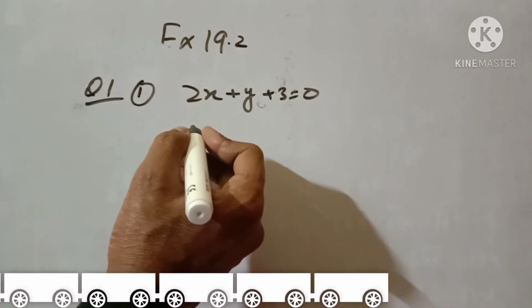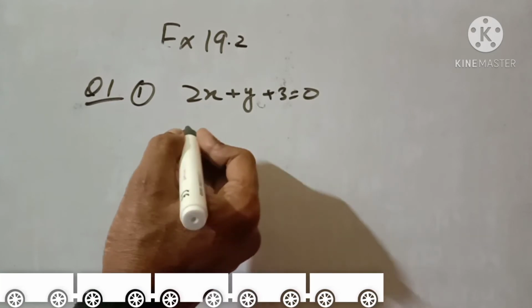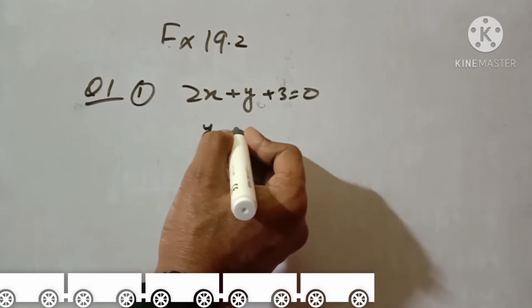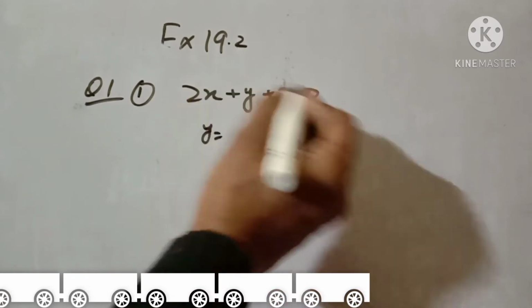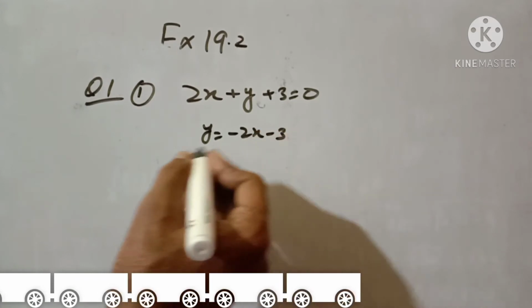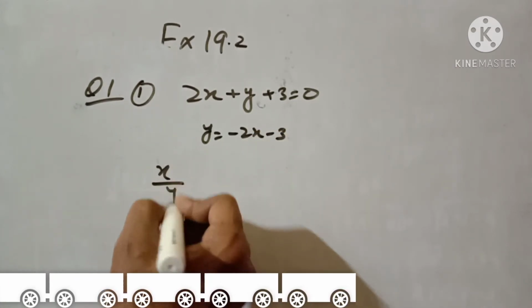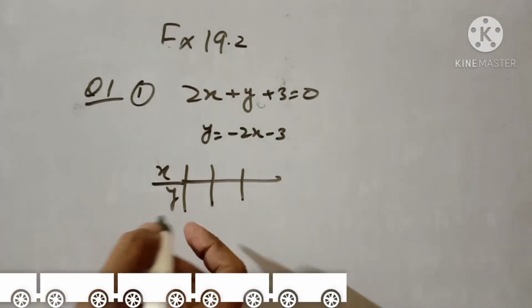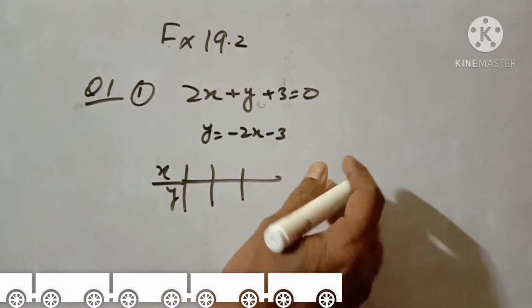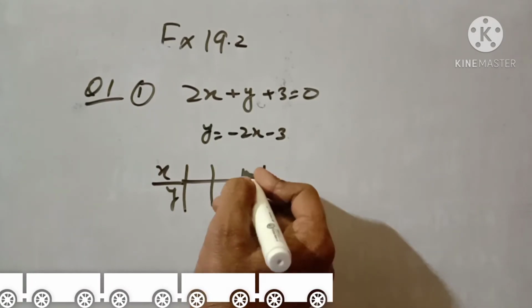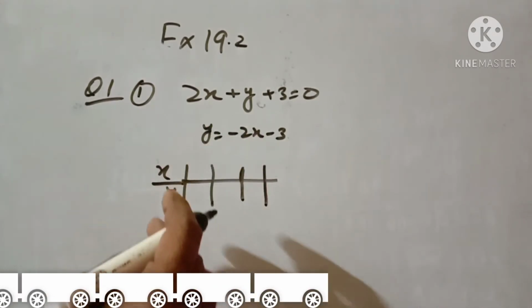So I can write 2x plus y equal to 3. Therefore y equal to, taking 2x to this side, minus 2x, and 3 also this side, minus 3. Now I'm taking the points x and y. Any 3 points you take, it depends on you only. But this is my earnest request: take points in such a way that you can easily plot them on the graph paper.